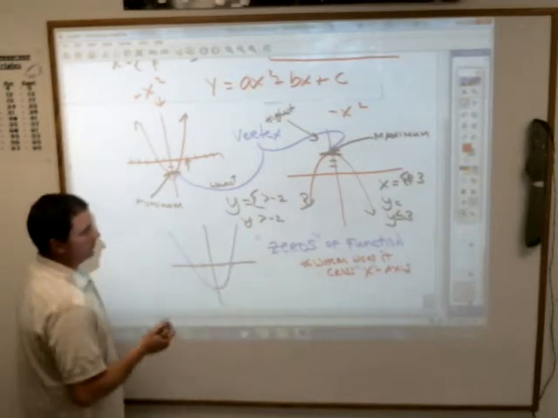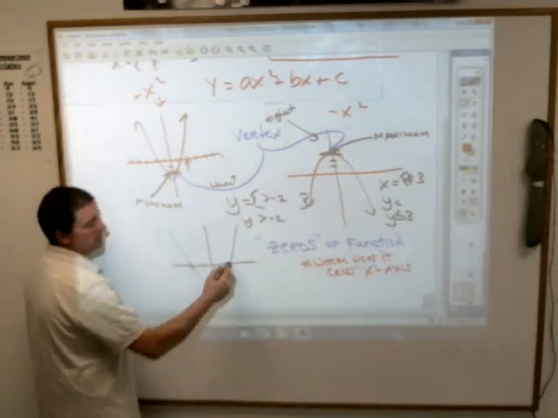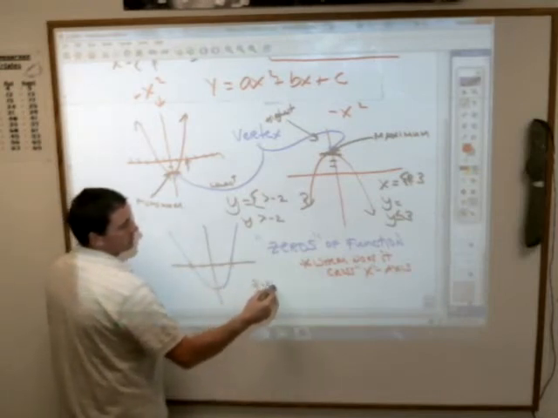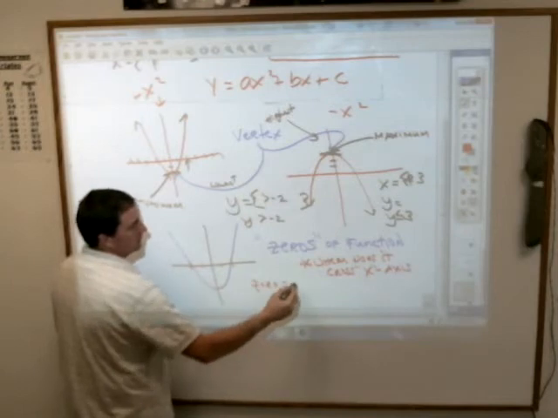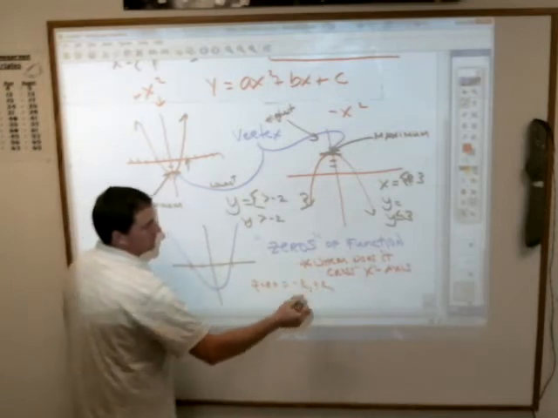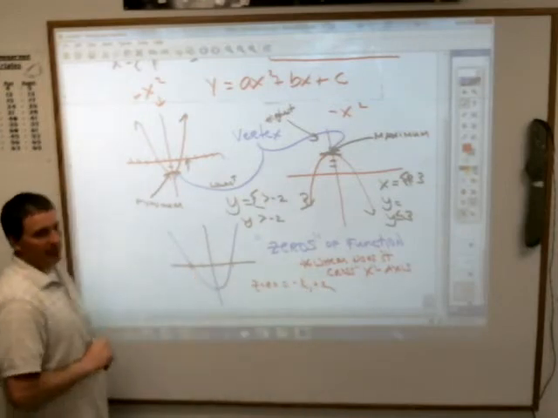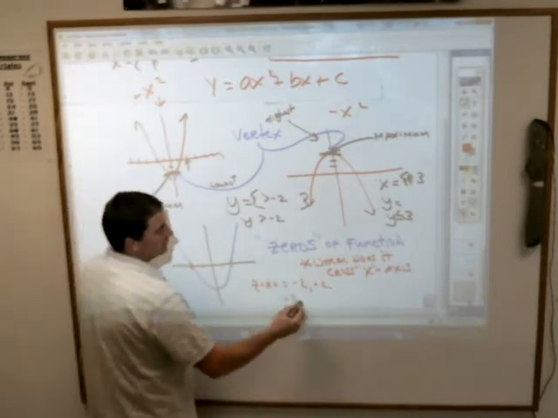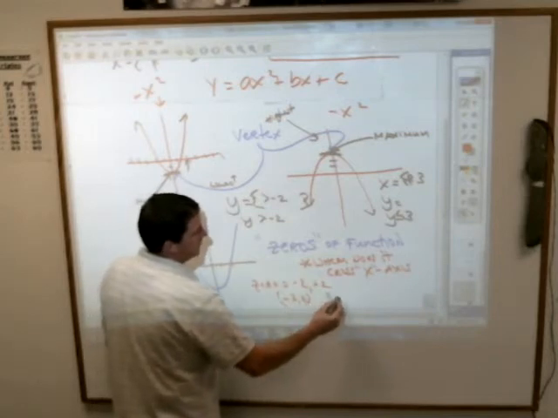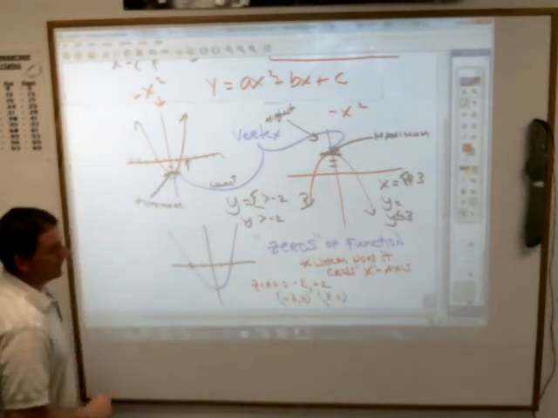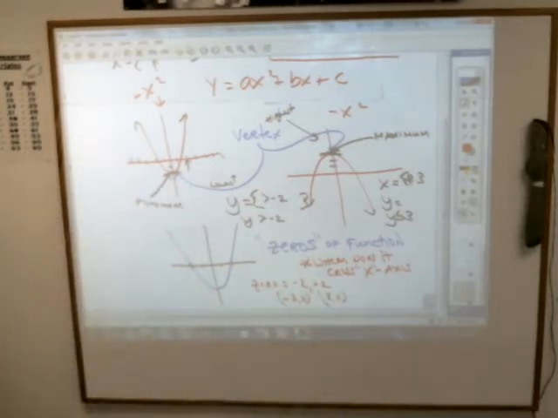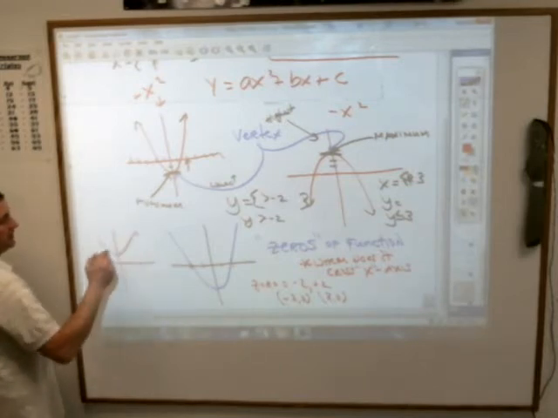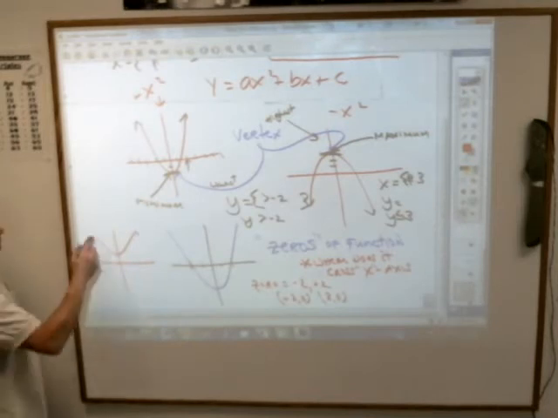Okay, so if you're looking for the zeros of this function, the zeros would be at -2 and +2, because that's where it crosses the x-axis. That's where y is 0. If you put down the points, it would be (-2, 0) and (2, 0). They are the zeros. If the parabola doesn't cross the x-axis, like this one, it has no zeros.